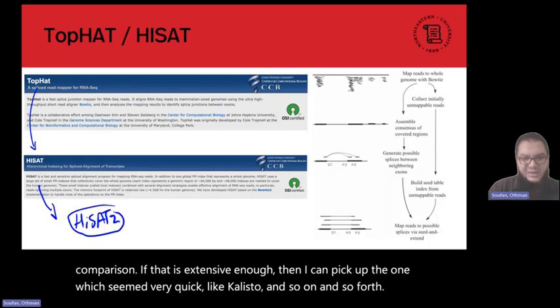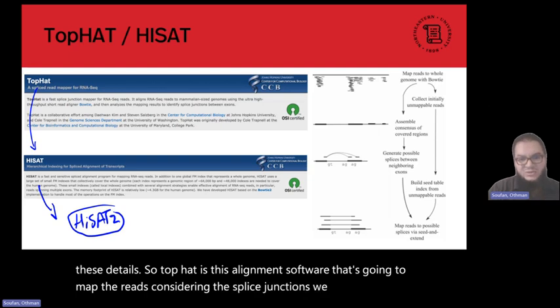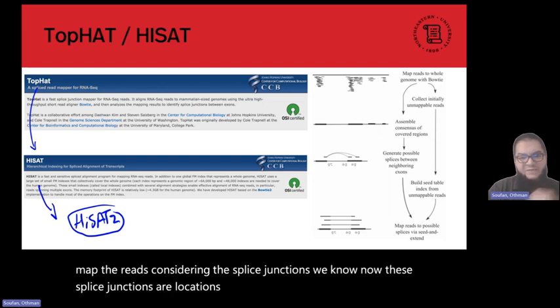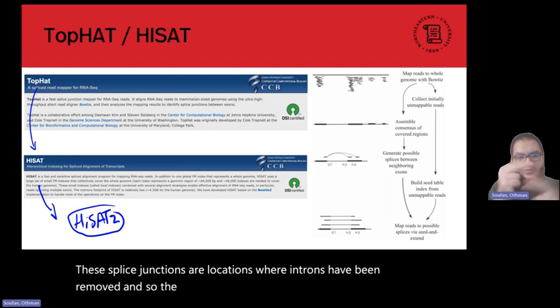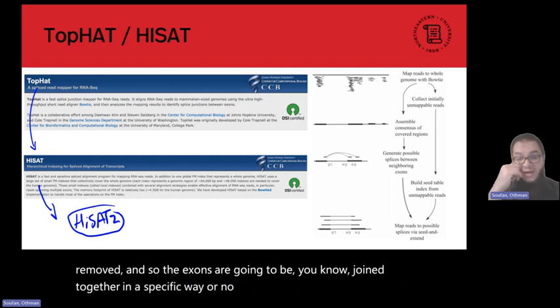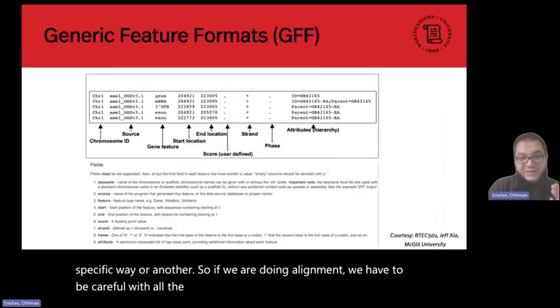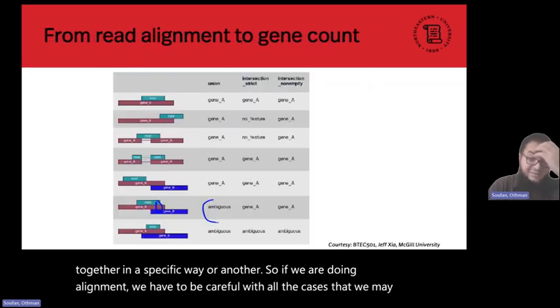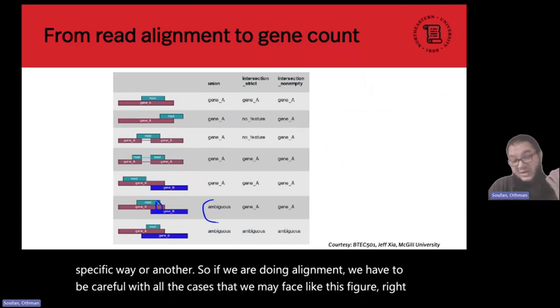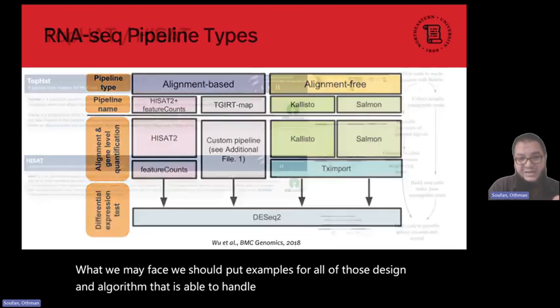And I'm going to come back to this and highlight even more about these details. So TopHat is this alignment software that's going to map the reads considering the splice junctions. We know now these splice junctions are locations where introns have been removed, and so the exons are joined together in a specific way or another. So if we are doing alignment, we have to be careful with all the cases that we may face, like in this figure, and even more. We should put examples for all of those and design an algorithm that is able to handle all of these cases. Okay.